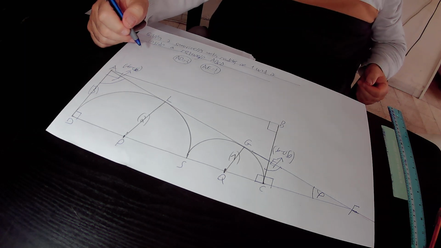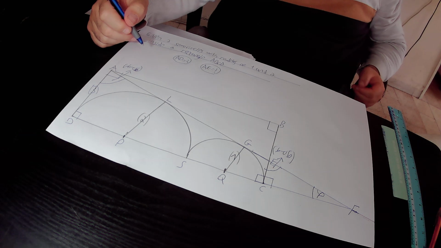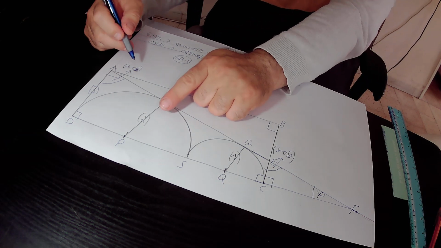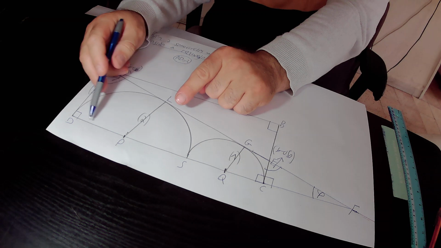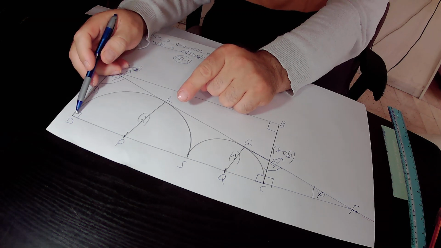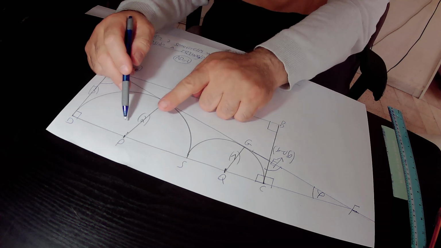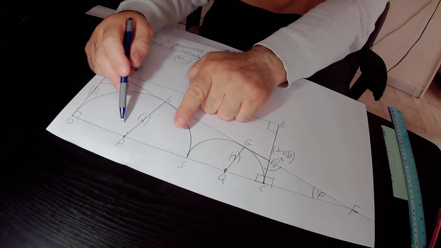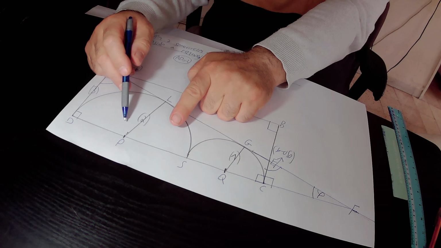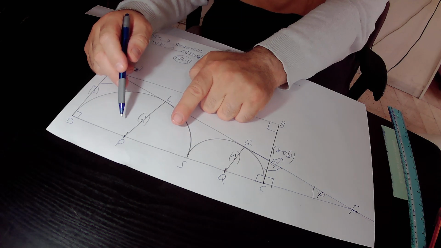Okay, so here we have PD, the radius of this big semicircle, that is 2. PS is also the radius of the big semicircle, that is equal to 2 units.